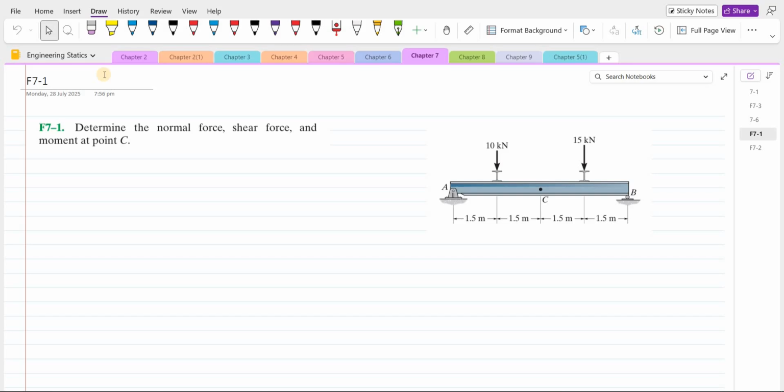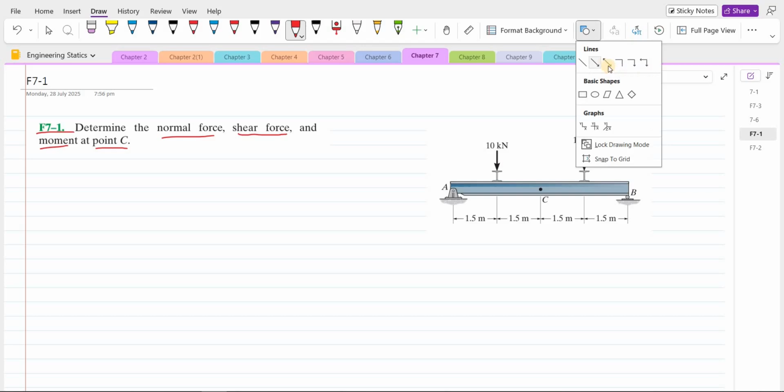In this video, we will solve problem F7-1 from R.C. Hibbeler Engineering Statics, 14th edition. According to this problem, we have to determine the normal force, shear force, and moment at point C in this beam. To solve this problem, first of all, we have to draw the free body diagram.